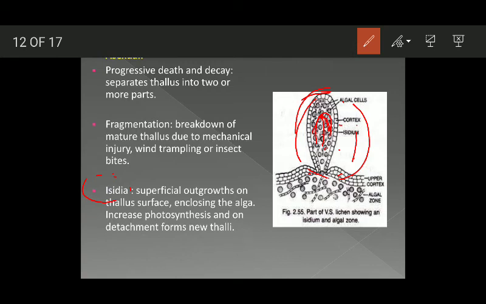These isidia, besides increasing the photosynthesis of the thallus, on detachment can give rise to new thalli. So isidia, which represent the superficial outgrowths on the surface of the thallus, act as organs of propagation.